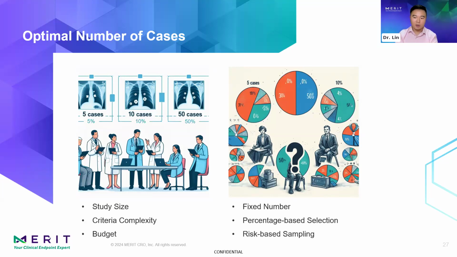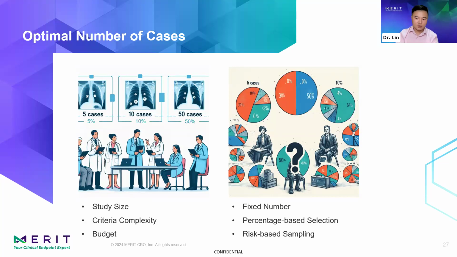So here's our common practice. For example, the fixed number of cases. Some trials could employ a fixed number of cases, such as 5 or 10, regardless of the study size. This approach may be suitable for smaller trials or when the budget is tight. And for percentage-based selection, a more common approach is to select a percentage of cases for variability read, for example, a 10% selection rate. This could involve evaluating 40 to 50 cases for a 400 to 500 participant trial.